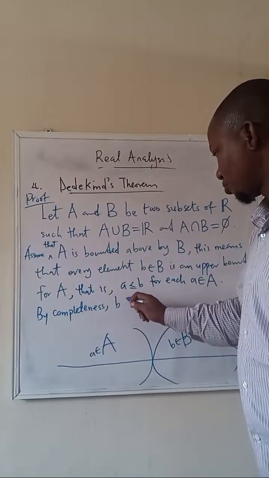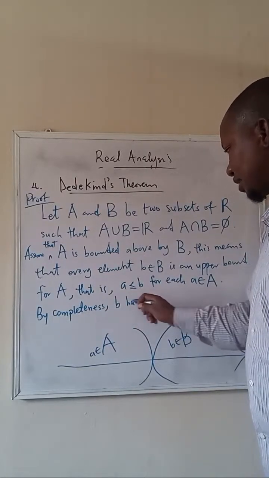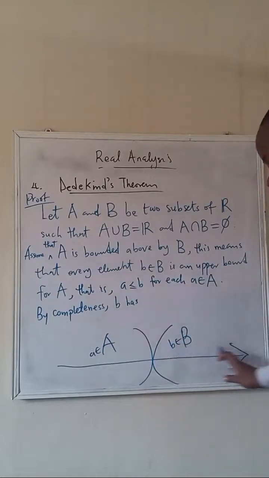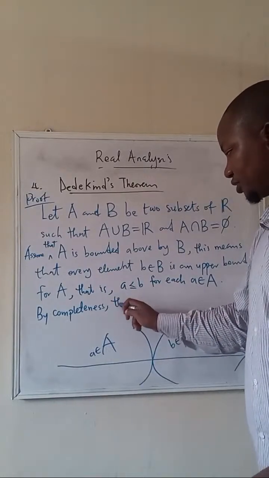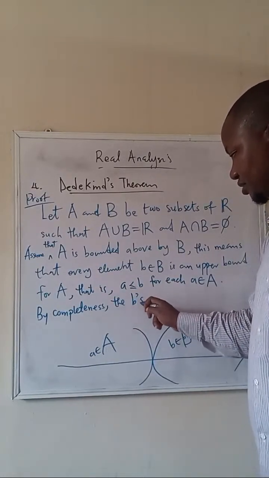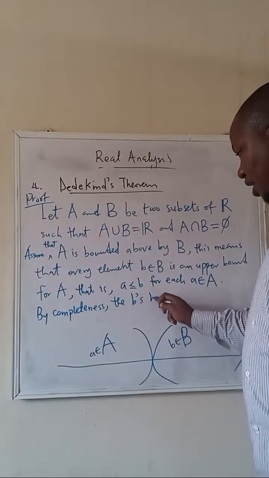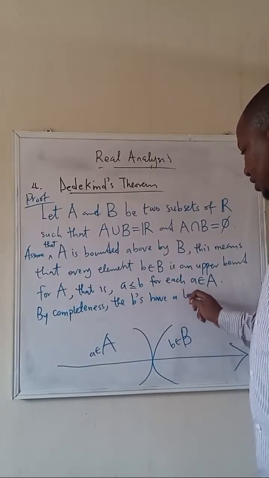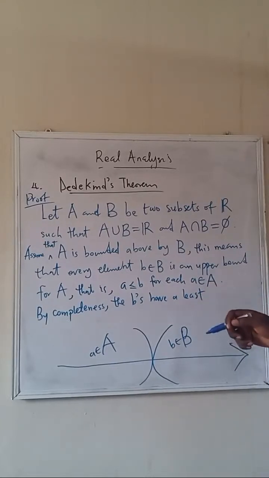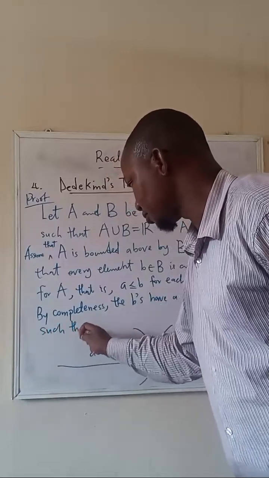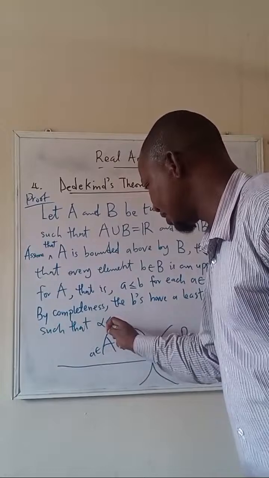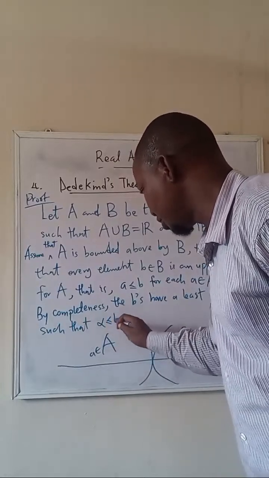By completeness, B has all the b's, all the b's that are here. Let me use this. The b's have a least member, such that alpha is less than or equal to b.